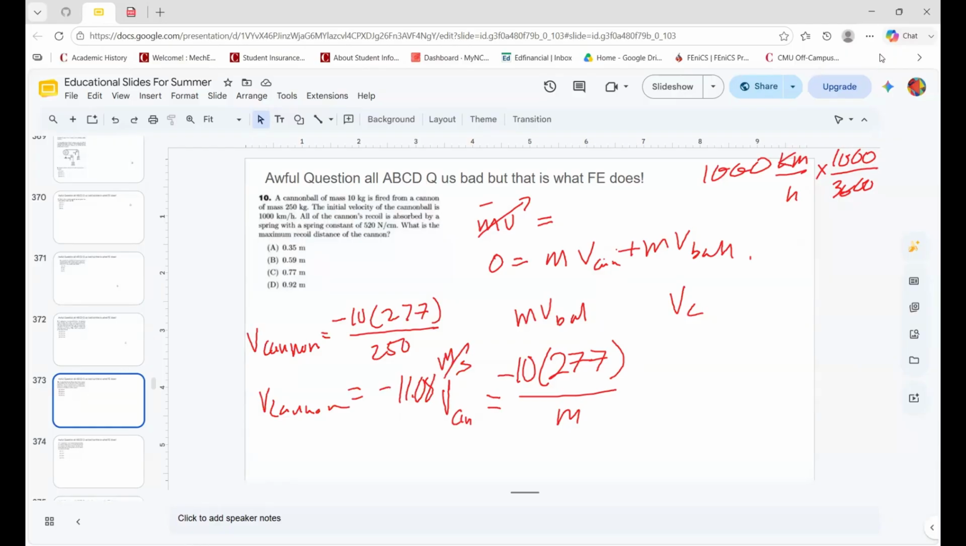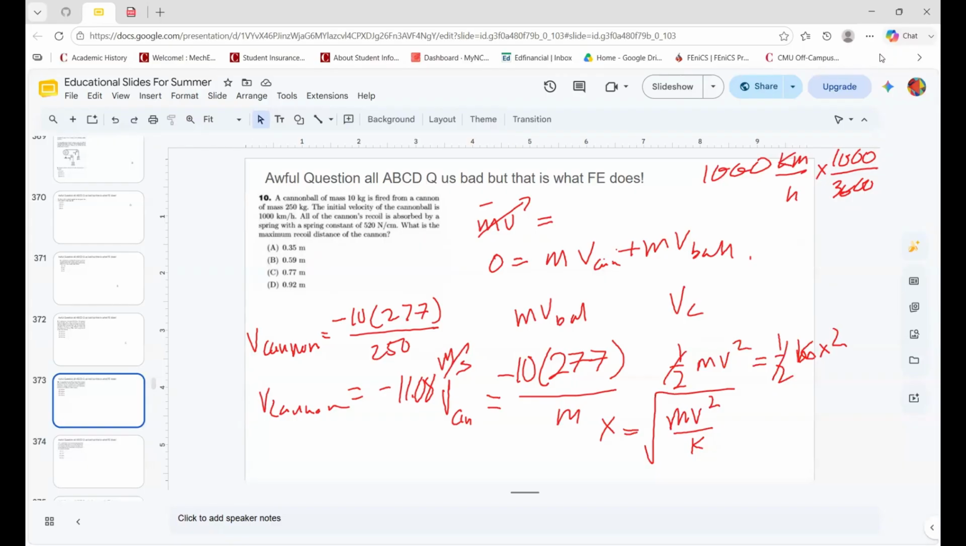But next you need to turn to energy, since all of it is absorbed completely. So kinetic energy, 1/2 mv squared, must equal 1/2 kx squared. And the 1/2s get deleted. So mv squared divided by k, square root, equals x. So this is just doing energy. What's the mass of the cannon? 250 multiplied by 11 squared, divided by 520, equals about 7.6.